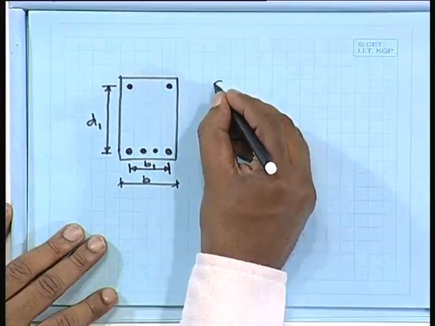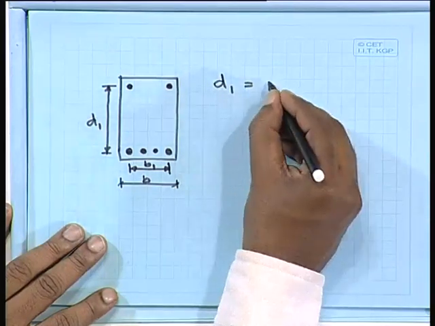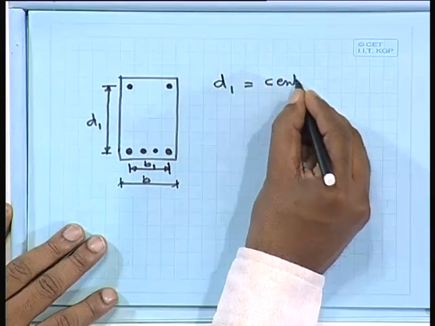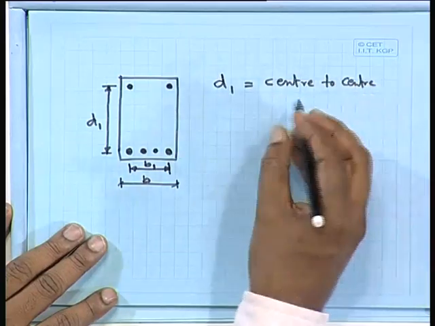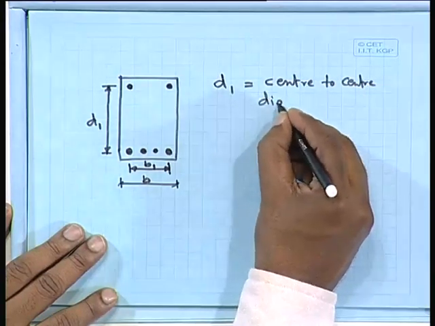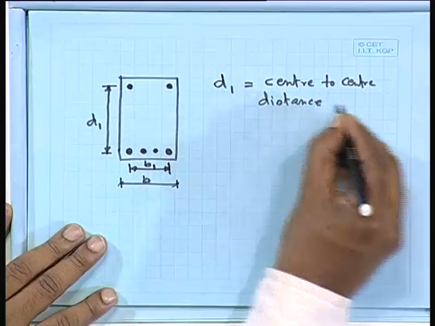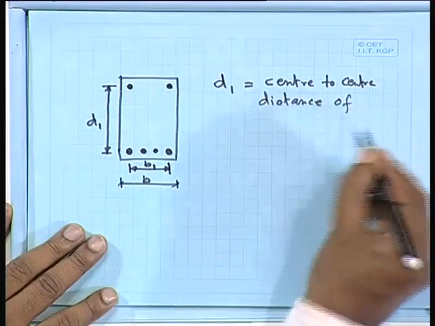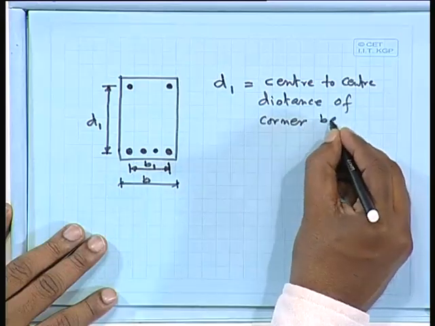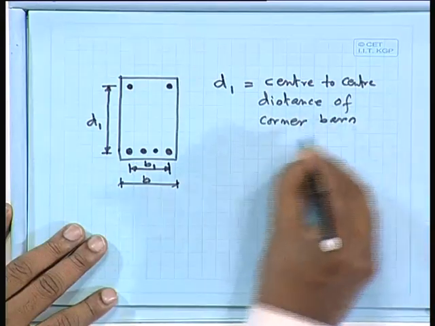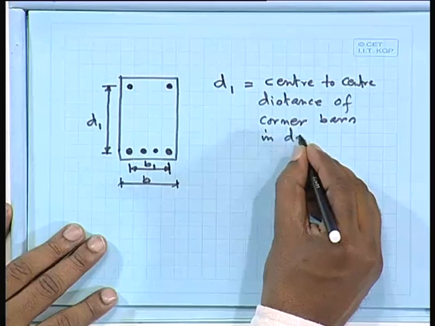So, let us write down for d1 also. d1 will be equal to, in similar fashion, the center to center distance of corner bars in depth direction.